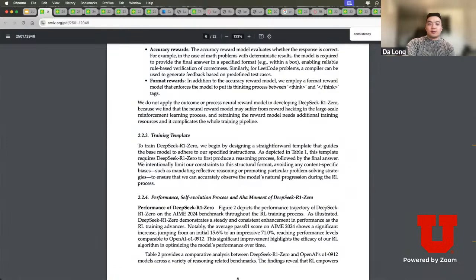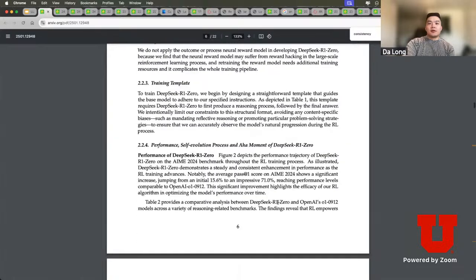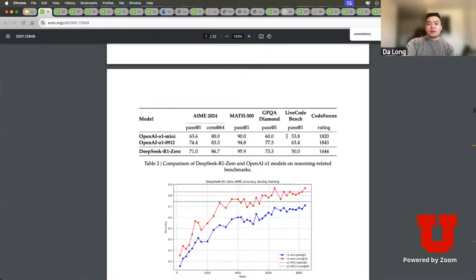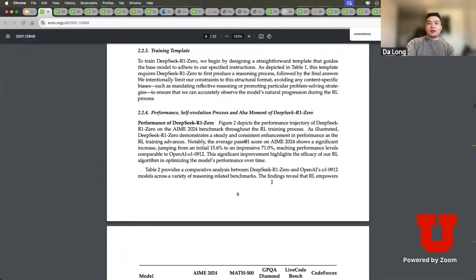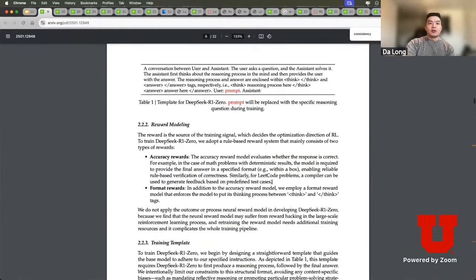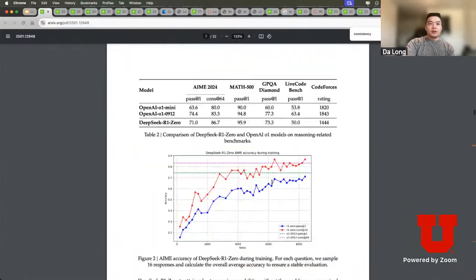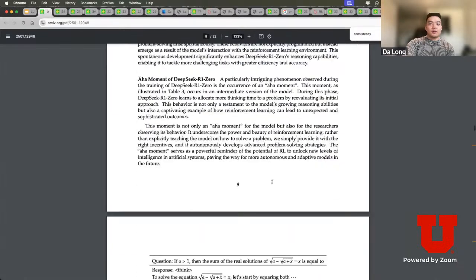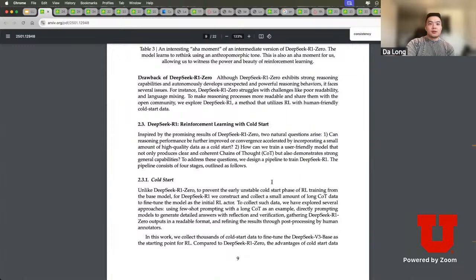Okay. So before the DeepSeek, the latest model was DeepSeek V3. DeepSeek V3 is a pre-trained model, so everything they do in this paper is based on DeepSeek V3. Let's check the training process.